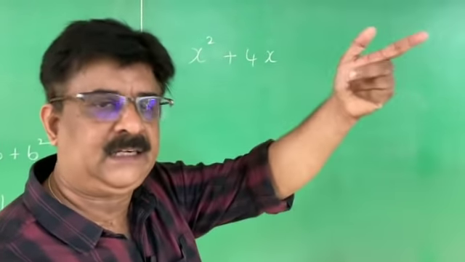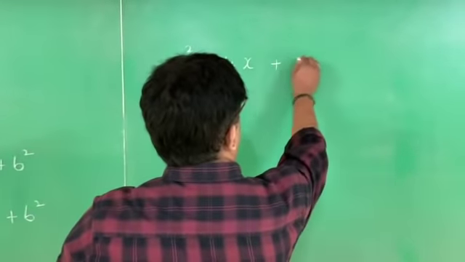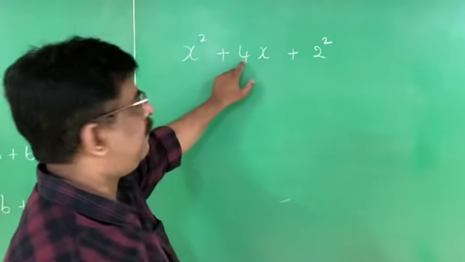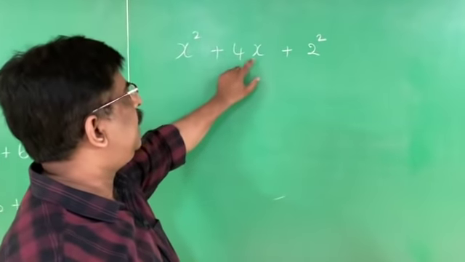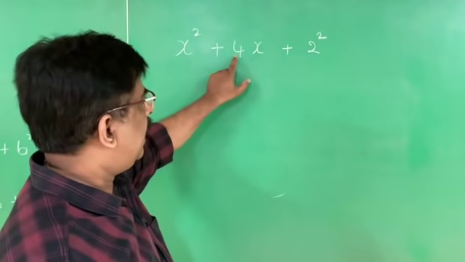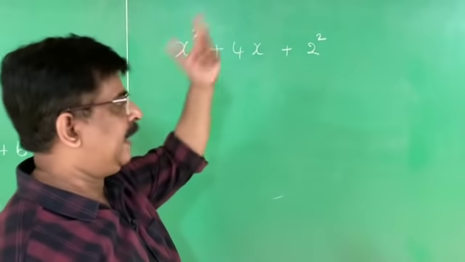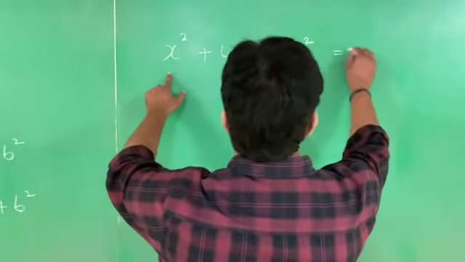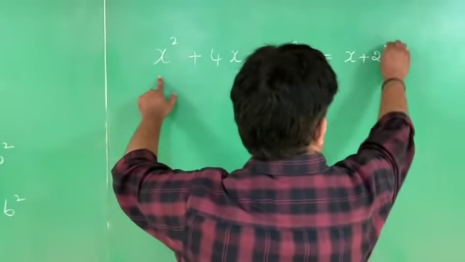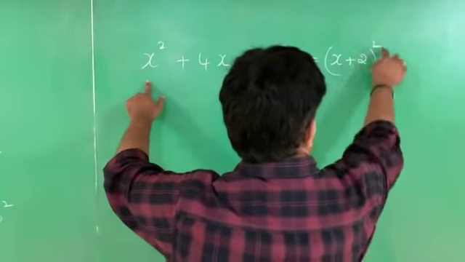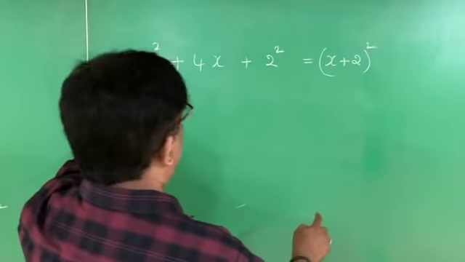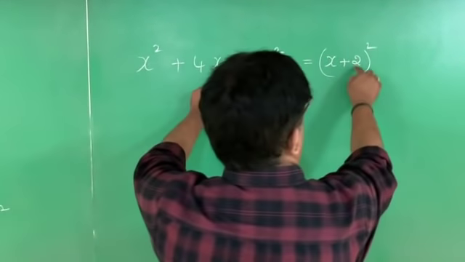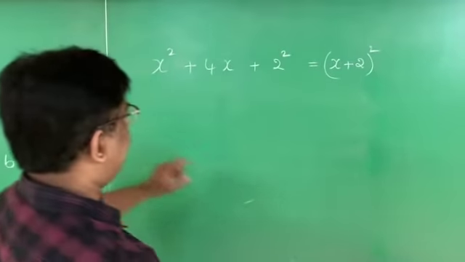And the square of that number means you have to add 2 square. You have to add the square of half of the number in front of the linear term. Half of 4 is 2, square of that is 2 square. Now this can be written as x plus 2 whole square. You expand this. x plus 2 whole square is equal to x square plus 2ab means 4x, plus 2 square means 4.